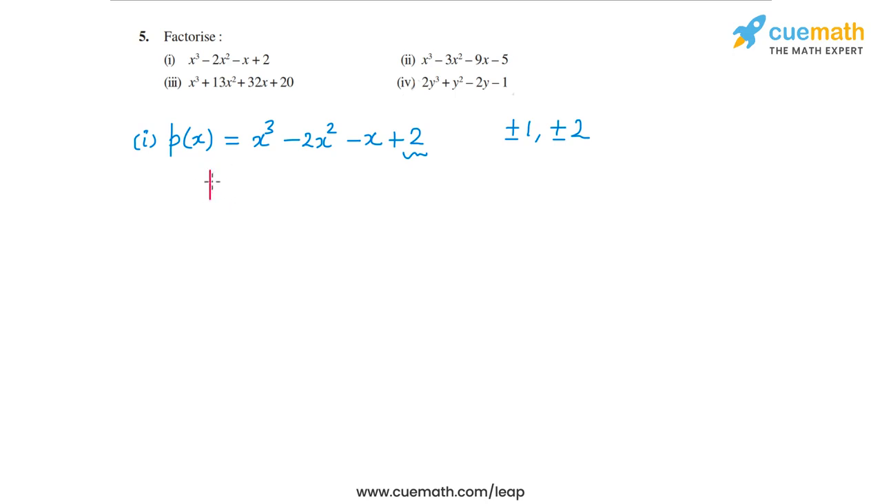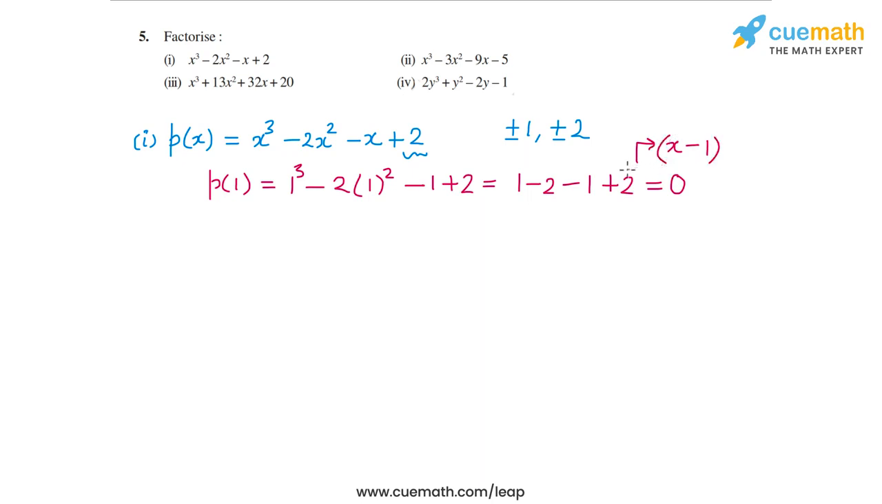So let's substitute each of these and find out which of these lead to factors of p(x). So what is p of 1? p of 1 is 1 cube minus 2 times 1 square minus 1 plus 2. So this is equal to 1 minus 2 minus 1 plus 2, which is equal to 0. So p of 1 is equal to 0, which means that x minus 1 will be a factor of p(x). So we have found out one factor of p(x).